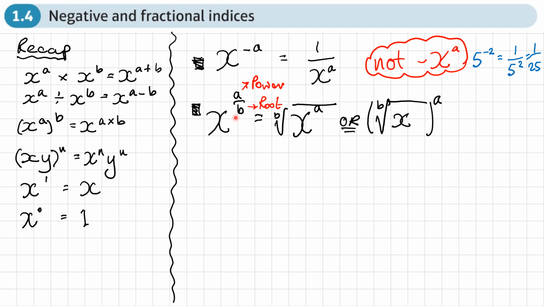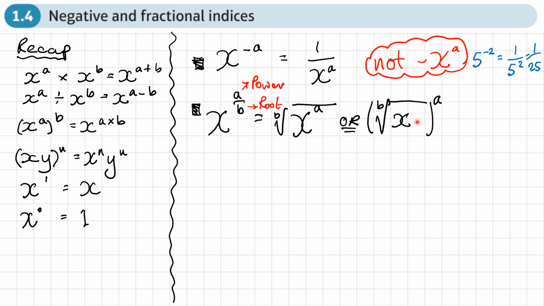Secondly, when we have a fractional power like this, the number at the top of the fraction is the power, and the number at the bottom is the root. Now we can apply these rules in any order. So I could take my base and do the power of that base, and then find the root of that. So work out the power first, then find the root of that. Or, and this is the one we're most likely to use, find the root first and then the power second.